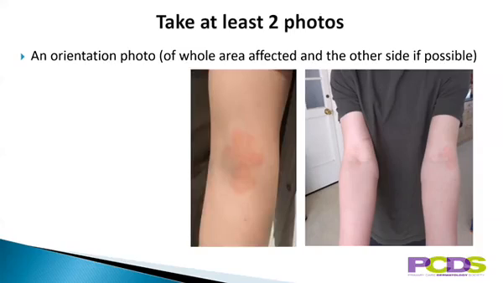If you just send a photo of one elbow, we don't know if that's because only one elbow is affected or because both elbows look the same. By showing both elbows, we can see in this case that the rash only affects one side. If photographing hands, please take photos of both hands, front and back.